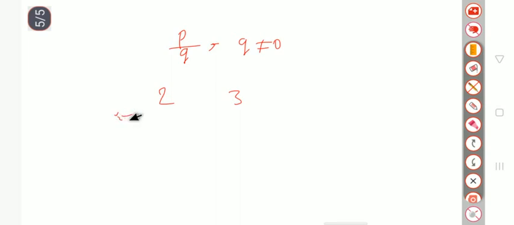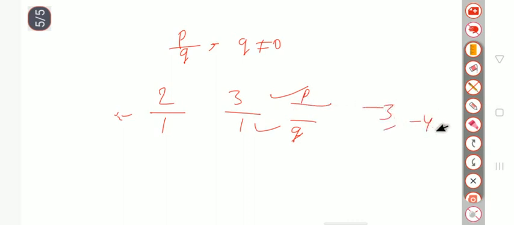It is not looking in the form of p by q, but 2 is a rational number, because you can take it as 2 by 1, because 2 by 1 is also 2. Also you can take 3 as 3 by 1. So here this is p, and 1 is q. So it is in the form of p by q. Okay. So do not confuse all the integers like 3, minus 4. These all are rational numbers.